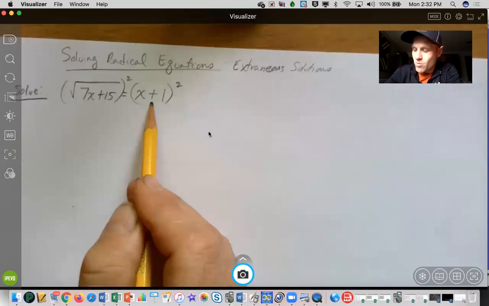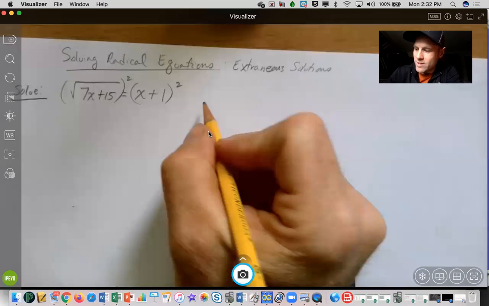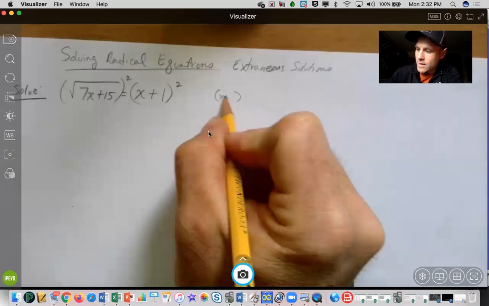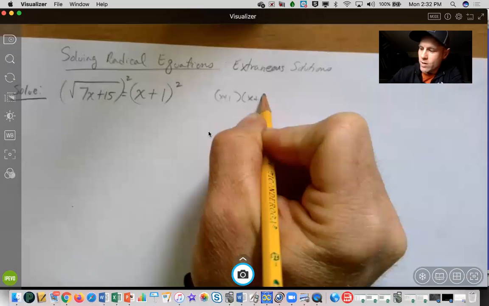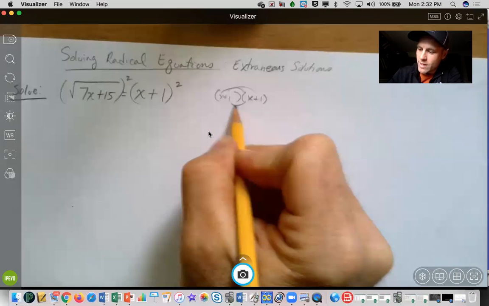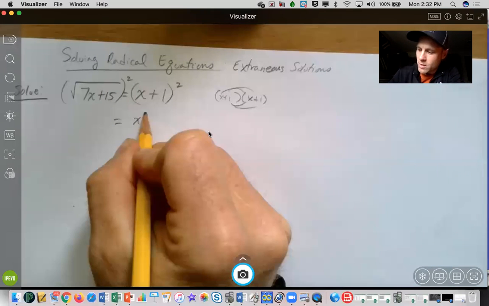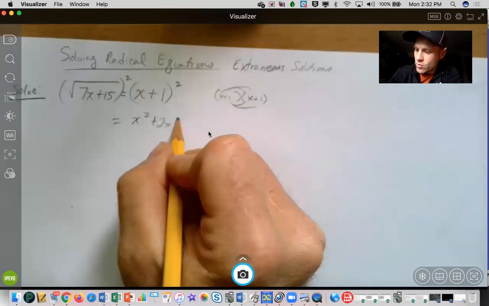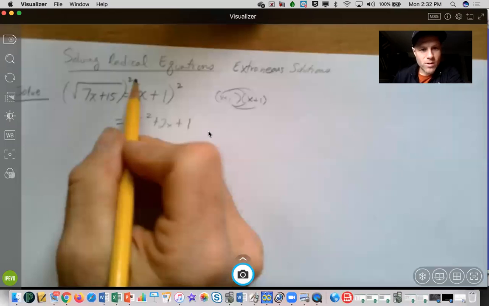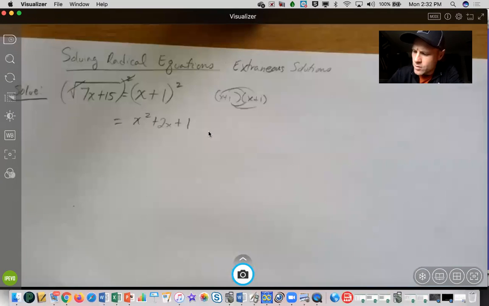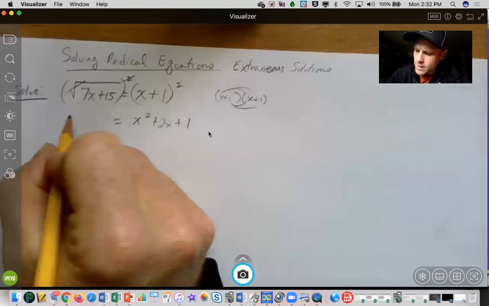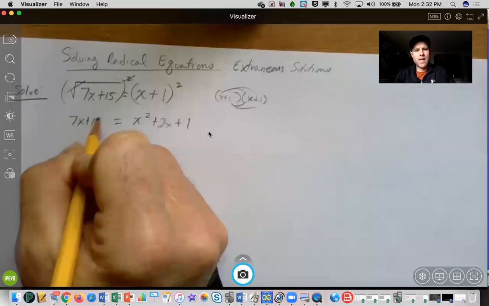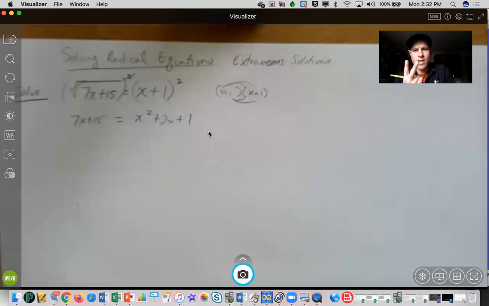X plus 1 squared means you have to write it out twice and use FOIL, and we're probably pretty good at doing this quickly, so let's just go ahead. X squared plus 1x and 1x would make 2x, and 1 times 1 is 1. The square and the root will cancel each other out. So this will be 7x plus 15. And now since I have a second degree, it means I have two possible solutions.